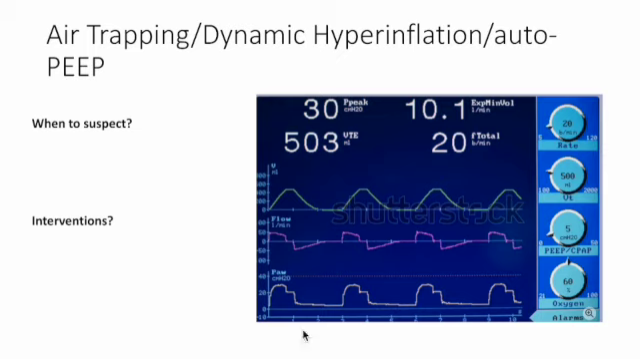So what are the causes of air trapping or dynamic hyperinflation? The first thing to consider is that the respiratory rate is just set too high. There's not enough time in between breaths to completely exhale. The other possibility is that there's increased expiratory airway resistance. So examples of this would be small airway resistance like COPD or asthma, and these patients are at higher risk for developing air trapping or dynamic hyperinflation or auto PEEP, and large airway resistance, so things like increased secretions.